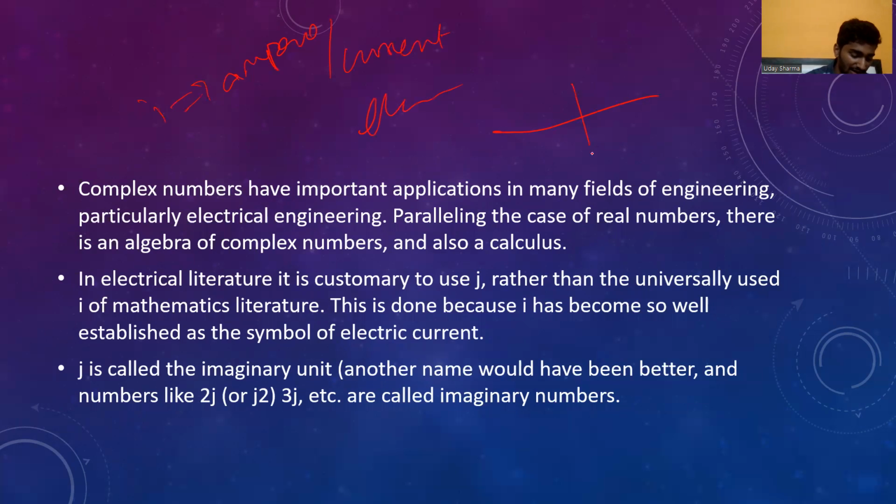If we take a graphical representation in an electrical system, the numbers on this line are called the real parts, and this is the imaginary line. The numbers on this are minus 1j, 1j, 2j, etc.